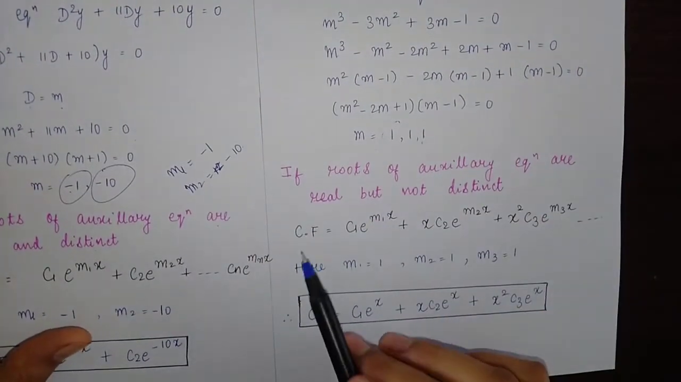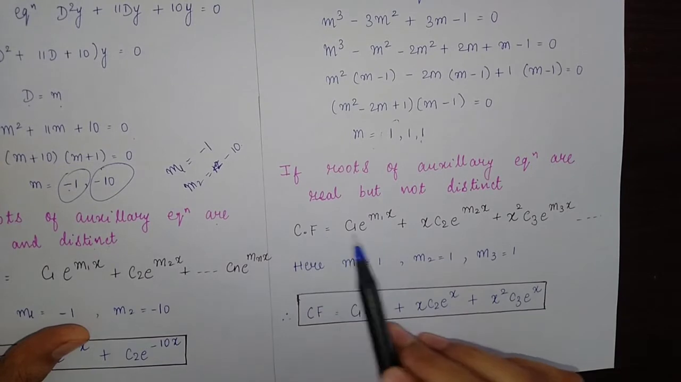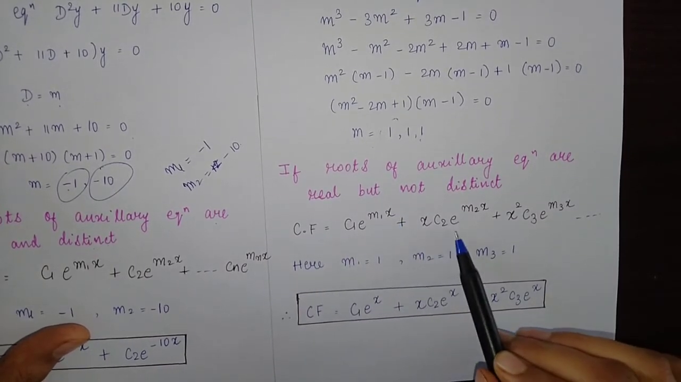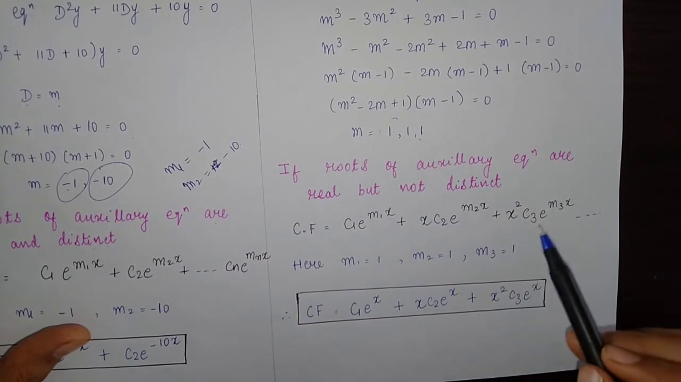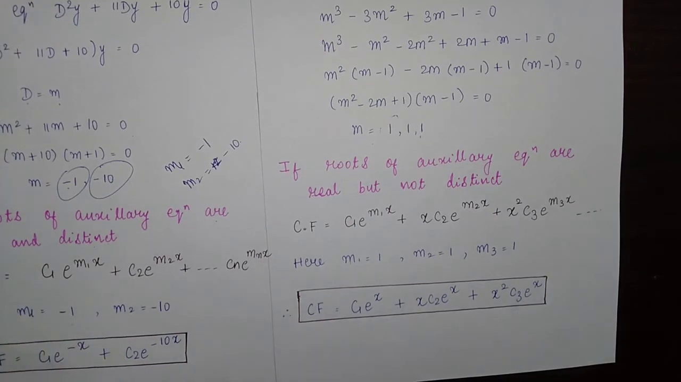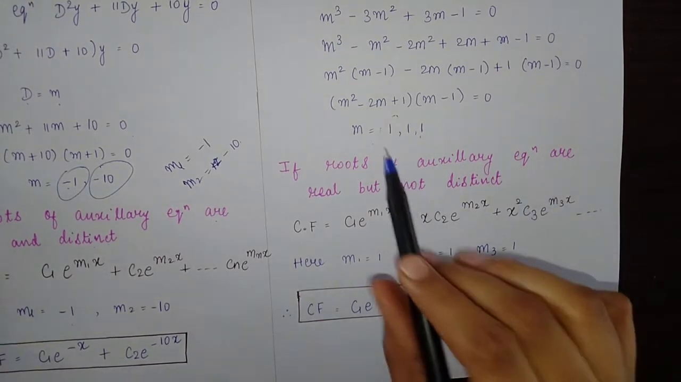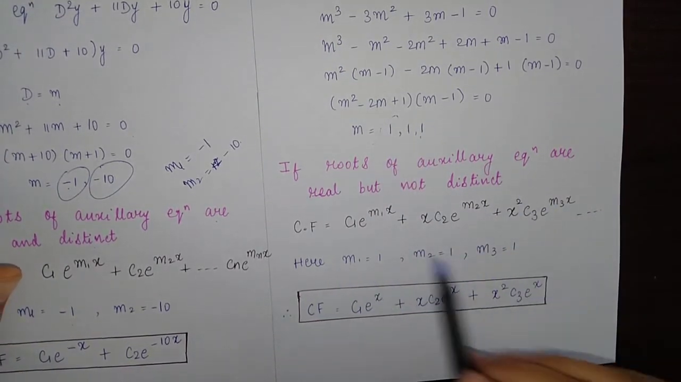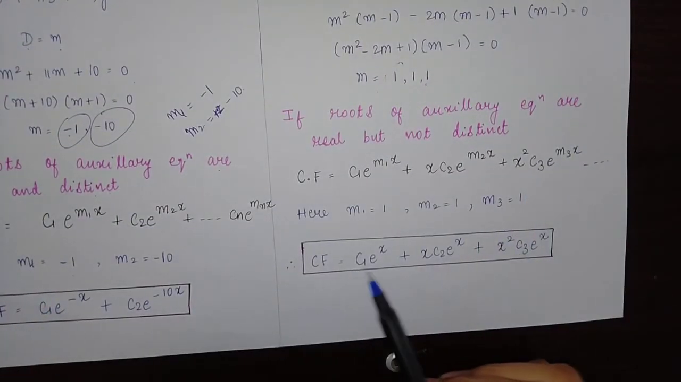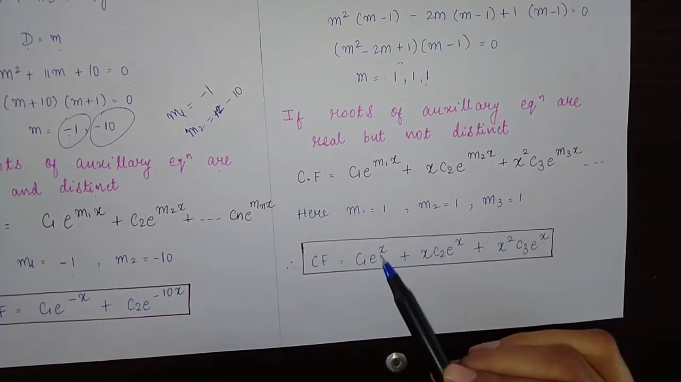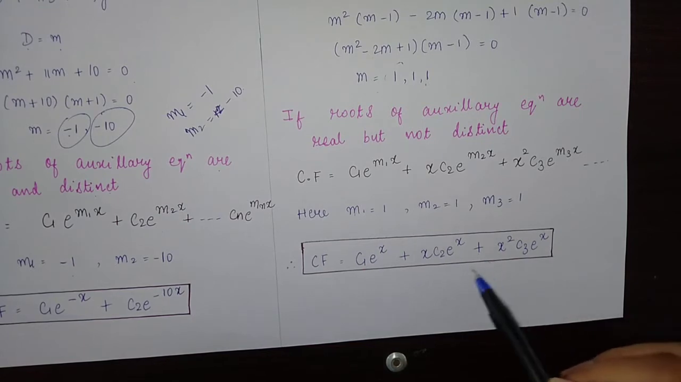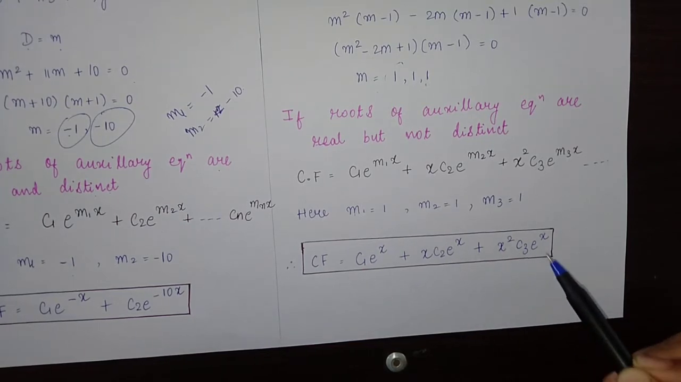In this case, your formula of complementary function will be C1 e raised to m1x plus x into C2 e raised to m2x plus x square into C3 e raised to m3x plus x cube into C4 and so on. But here we have 3 terms, that is m1, m2 and m3, so we will write 3 terms. Your complementary function will be C1 e raised to m1x. Since m1 is 1, it is C1 e raised to x plus x into C2 e raised to x plus x square into C3 e raised to x.